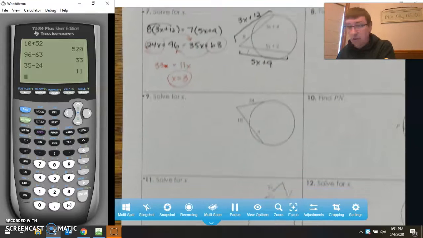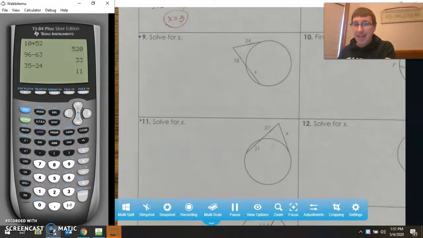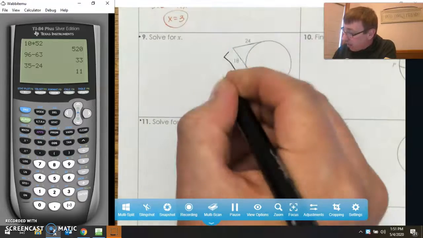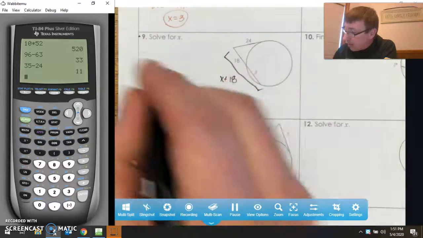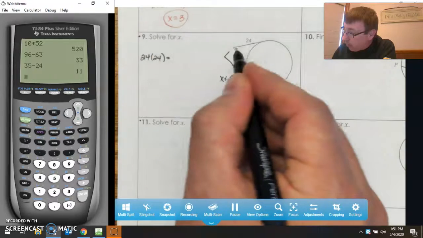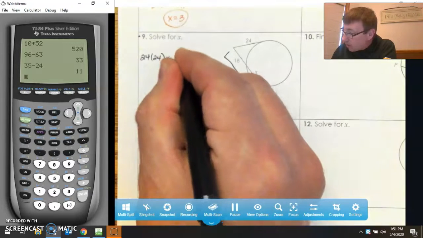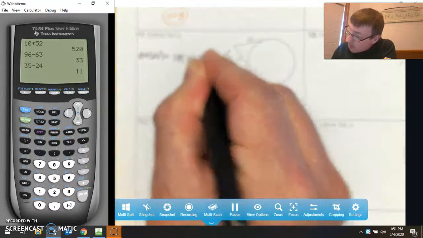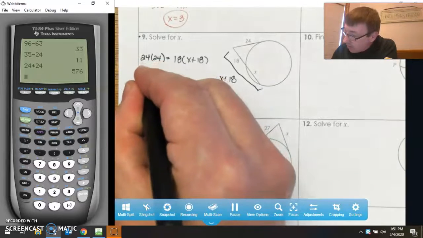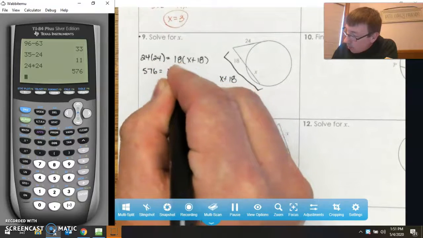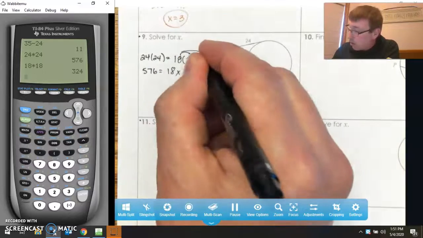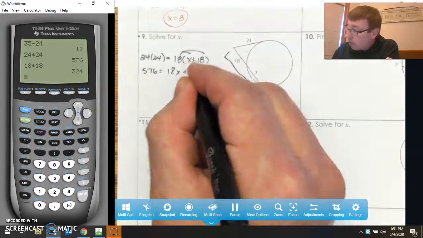Now let's look at number 9 where it's got a secant and a tangent. Again, we are going to have to find this length. This whole length here will be x plus 18. So the outside times the whole thing for up here will equal the outside times the whole thing. Now 24 times 24 is going to be 576. Will equal 18x plus, and then 18 times 18 we need to distribute. Will be 324.